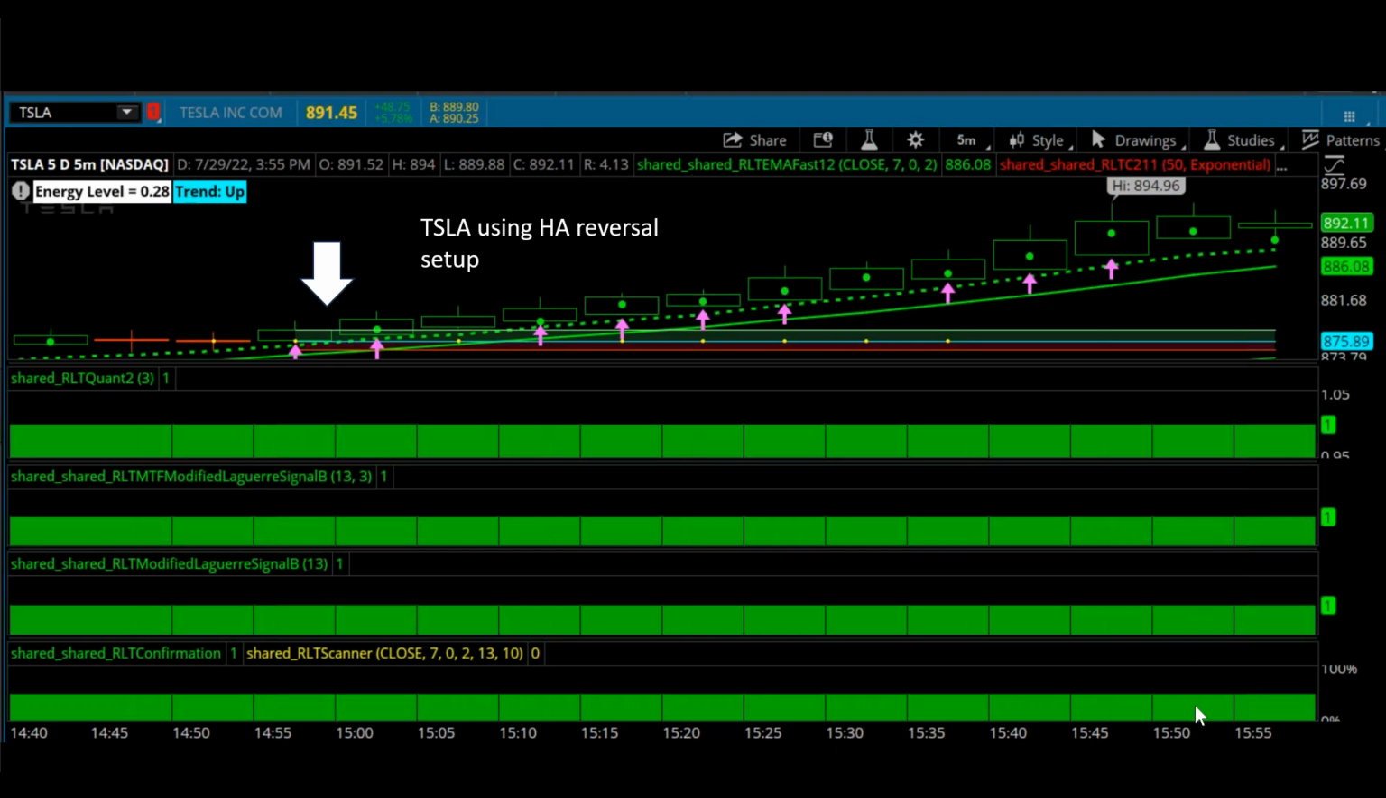And this is a derivation of money flow. So it's easy to see here in this chart that everything's green. The institutions are buying the heck out of this thing.